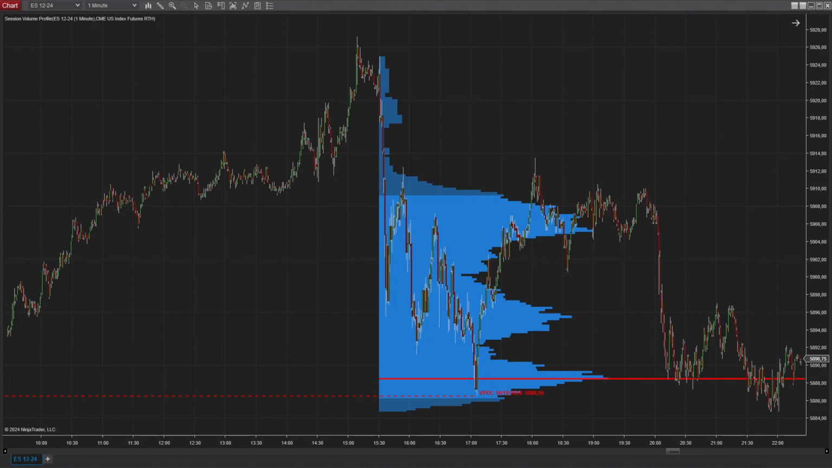So how often does this setup occur? Looking at the ES futures over the past month, we see around 6 instances of exact bounces from naked VPOCs. So while it's not daily, it's frequent enough to be part of your toolkit.